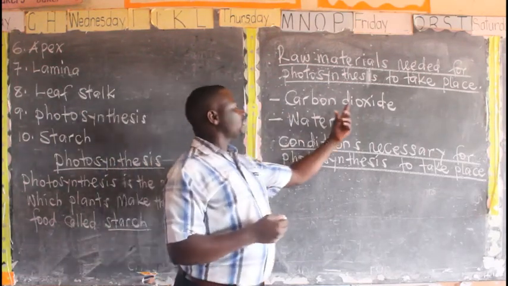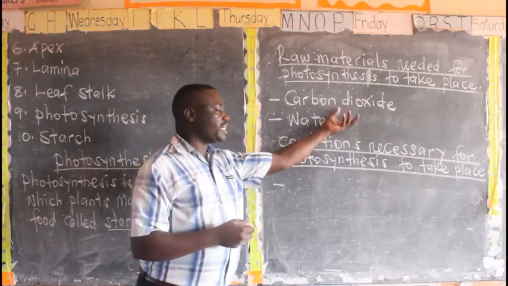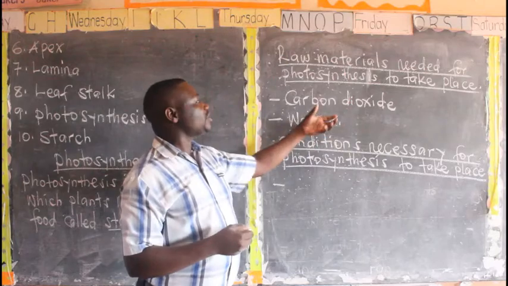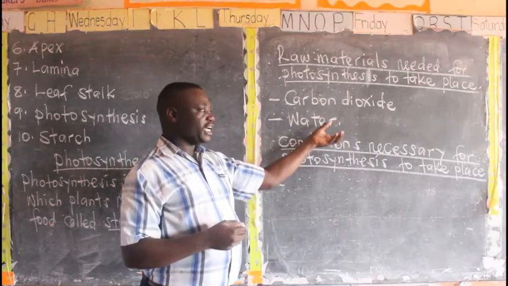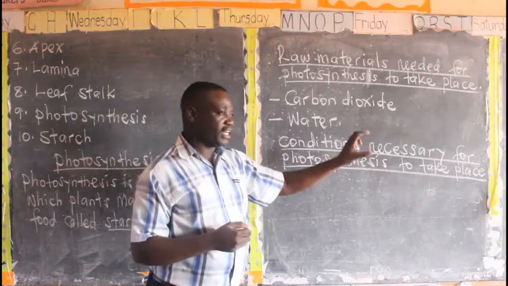Now, carbon dioxide is used by plants to make their own food. And even water, so there is a reaction of two elements here, carbon dioxide and water. These are the only two raw materials.